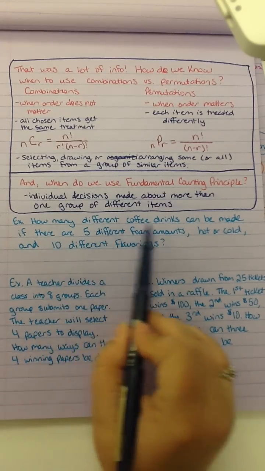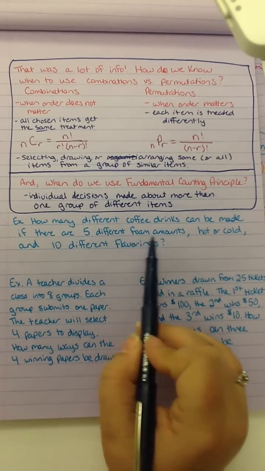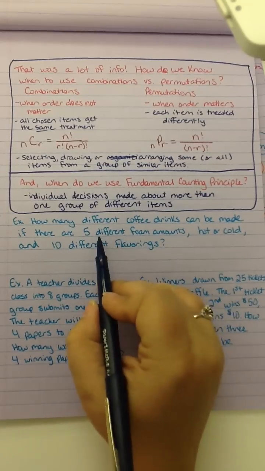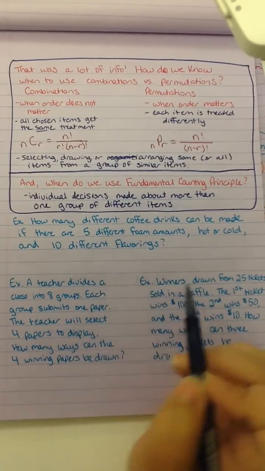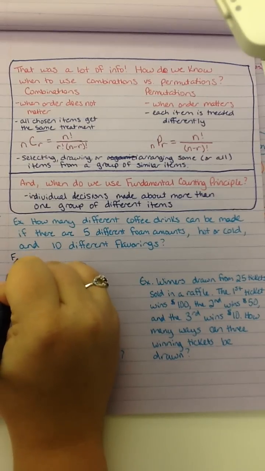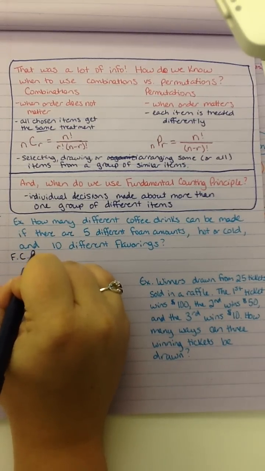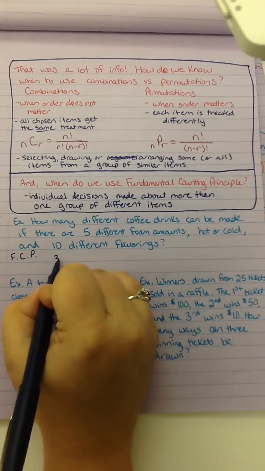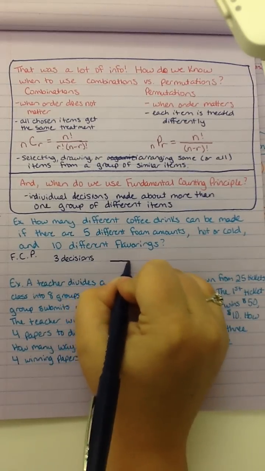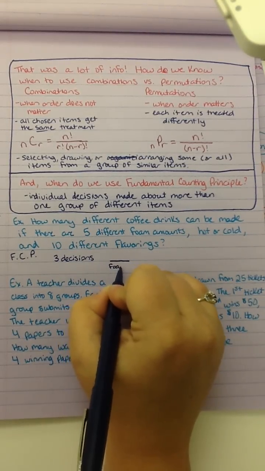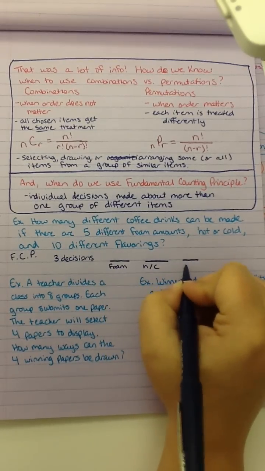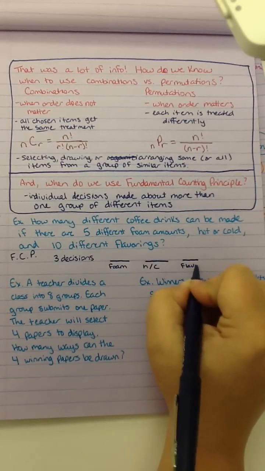So if we look at this, how many different coffee drinks can be made from 5 different foam amounts, hot or cold, and 10 different flavorings? Well, it looks like there are different things. We've got foam amounts, hot or cold, and flavorings. So with 3 different groups of items, that tells me this is going to be a fundamental counting principle. So it looks like I have 3 decisions to make. My first decision is my foam amount. My second decision is if it's hot or cold. And my third decision is the flavorings.